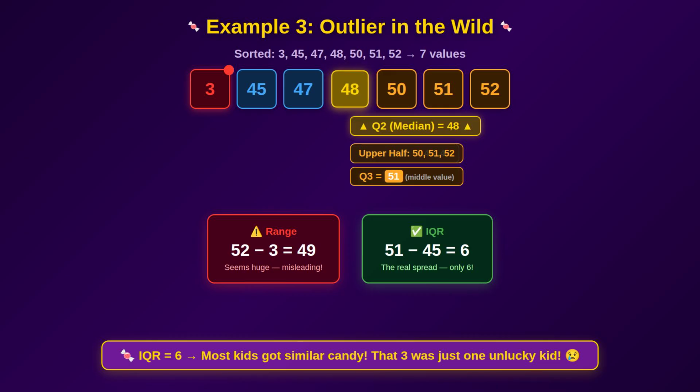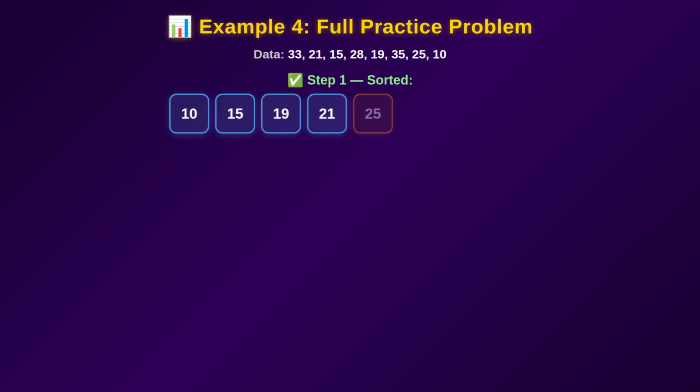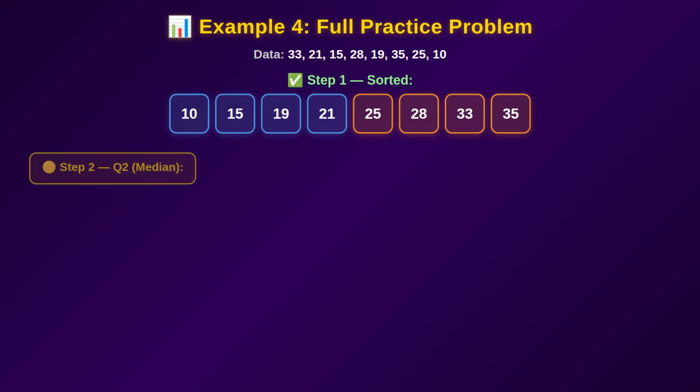Now the range. 52 minus 3 equals 49. That seems huge. But the IQR: 51 minus 45 equals 6. The IQR of just 6 tells the real story. Most kids got pretty similar amounts of candy. That 3 was just one unlucky kid.